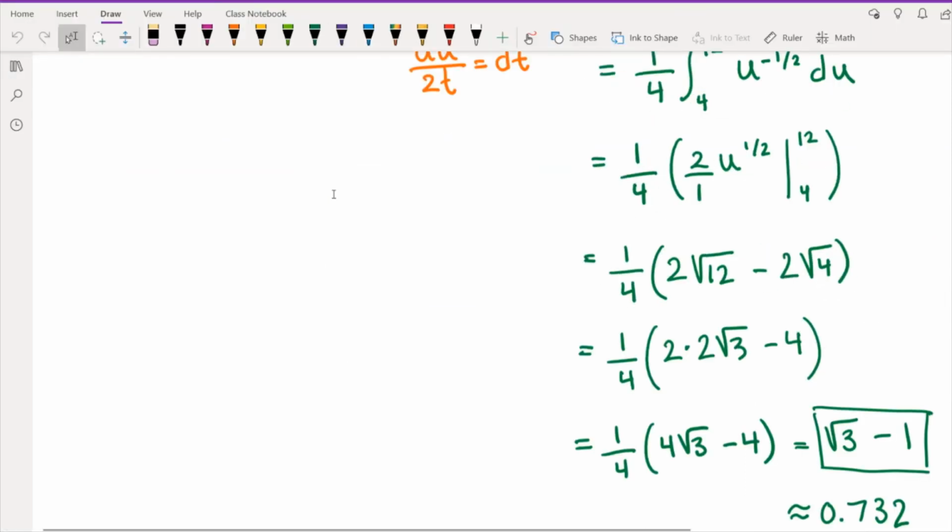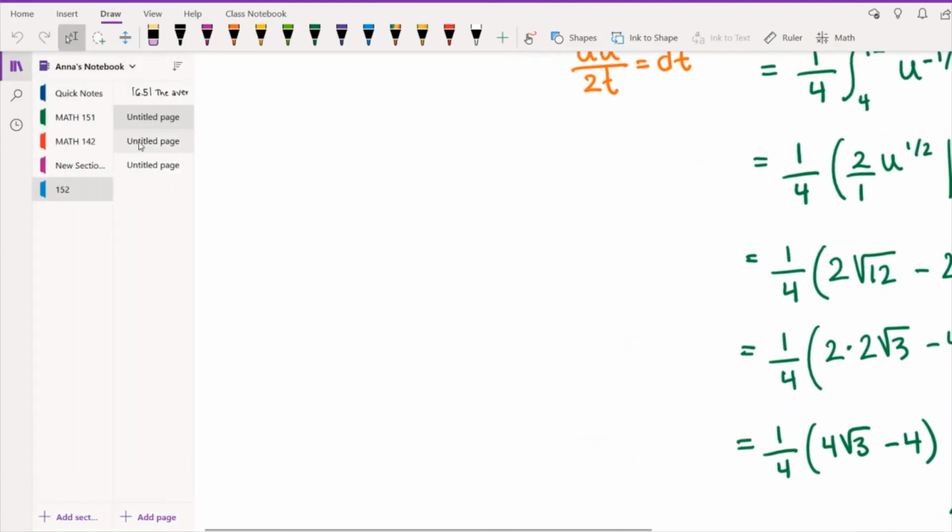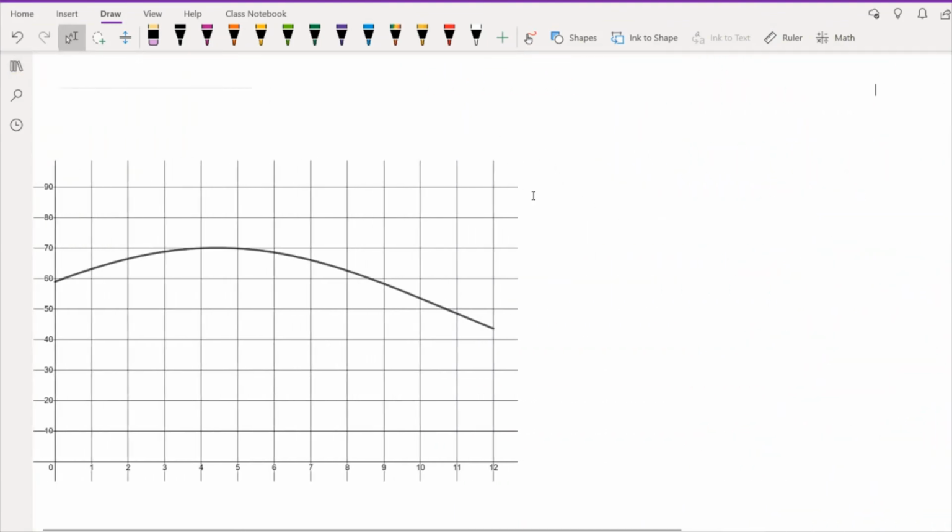So the last thing we're going to do is look at an application so that you can get maybe a little bit more intuition for what it really means to find the average value of a function. So let's say that we have a particular city and we have a function that models the temperature of that city after a certain number of hours.